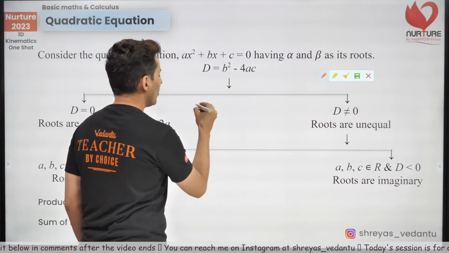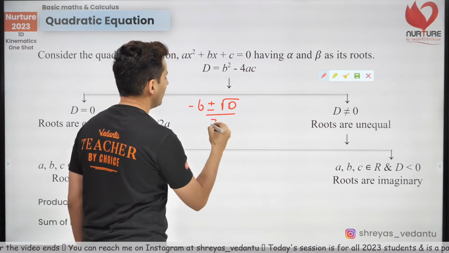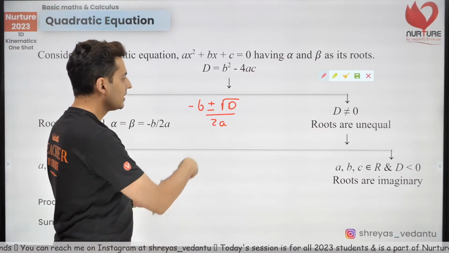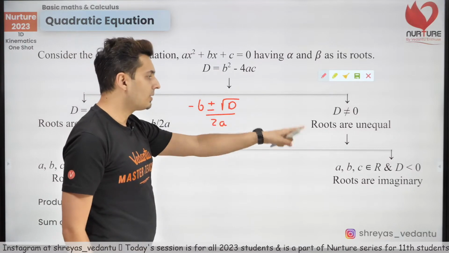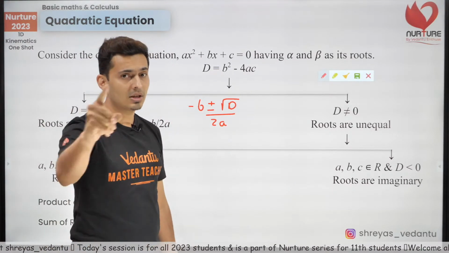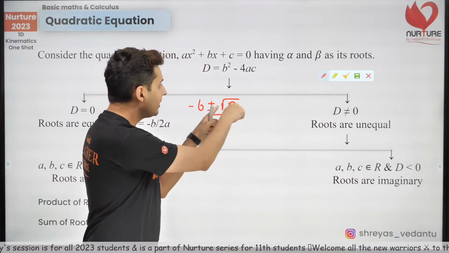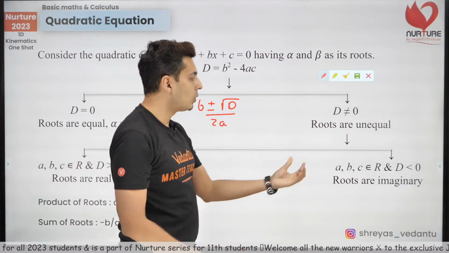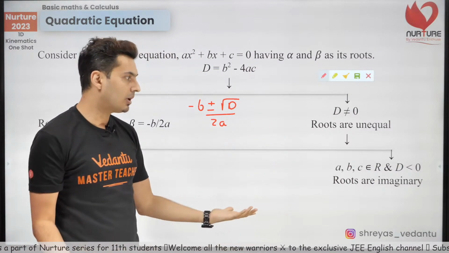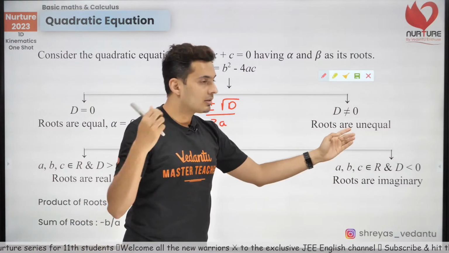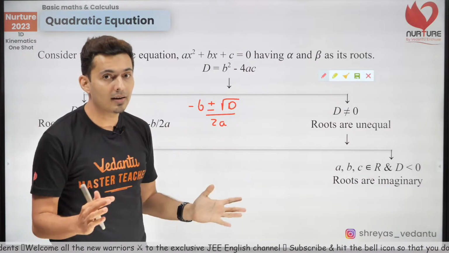Remember the roots were nothing but minus b plus or minus root of this divided by 2a. If D is 0, then you will not get plus or minus, you will just get one root. But if D is not 0, you will get two roots. But in that also there is a condition. If under the root this D is less than 0, root of a negative number, that's imaginary, that's a non-real number. So when the discriminant is less than 0, the roots are imaginary or they are not real.